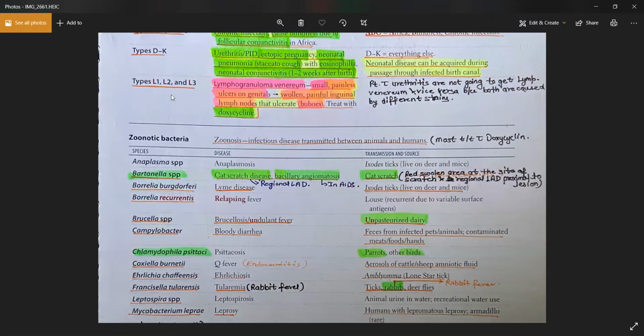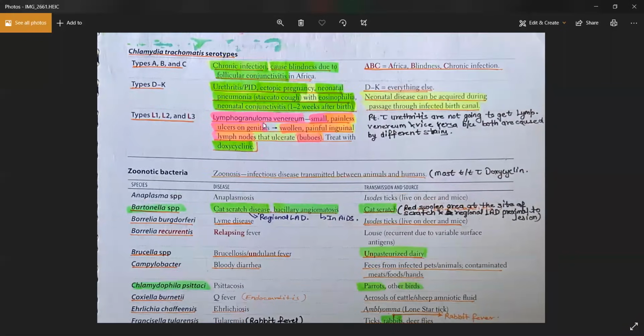Then comes the L1, L2, and L3 strains, which are responsible for the lymphogranuloma venereum. Remember, I told you already about this disease. You will get the painless ulcers and the painful inguinal lymphadenopathy. And the treatment would be doxycycline. So doxycycline is the treatment that you will give, and the symptoms would be your painless ulcers with painful inguinal lymphadenopathy. And if you get the painless ulcer and painless inguinal lymphadenopathy, it would be your syphilis. So please know how to differentiate between these two bacteria.